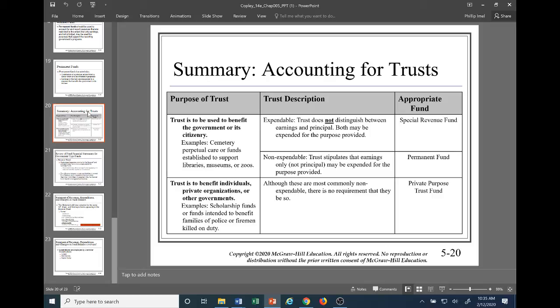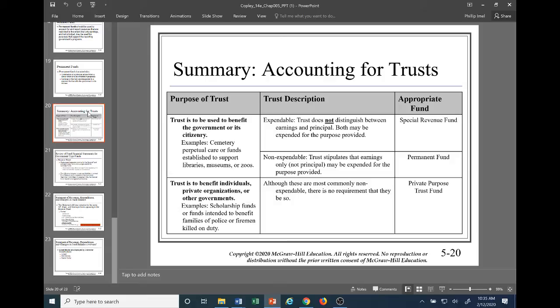Now let's say it's non-expendable, so the trust stipulates that only earnings, not the principal, may be expended for the purpose provided. Now what type of fund do we put it in? Permanent fund, because it's non-expendable, right? So it has to be permanently held intact. Does it make sense? Only the interest can be used, right?